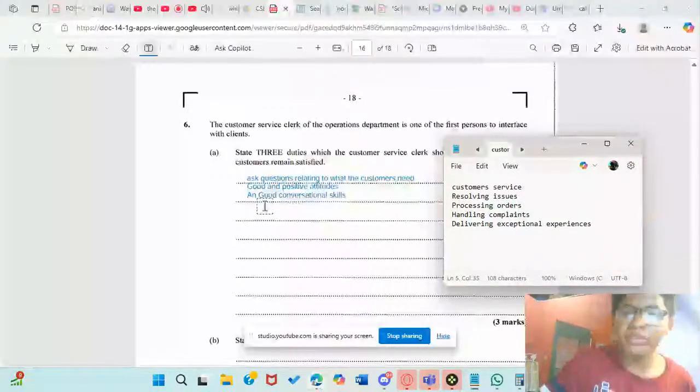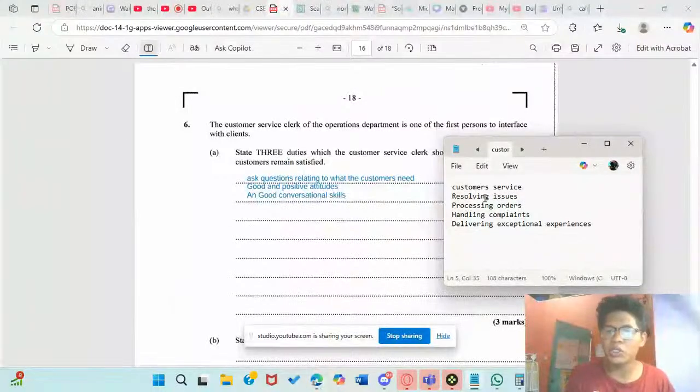Some of the things that they could do aside from that is resolving issues: understand what issues the customers have with the brand that we are selling. Secondly, processing orders: ask them what they want and act accordingly. Handling complaints: listen to their complaints and try to address those complaints. Delivering exceptional experiences: make sure that the customers feel satisfied with the products they buy.